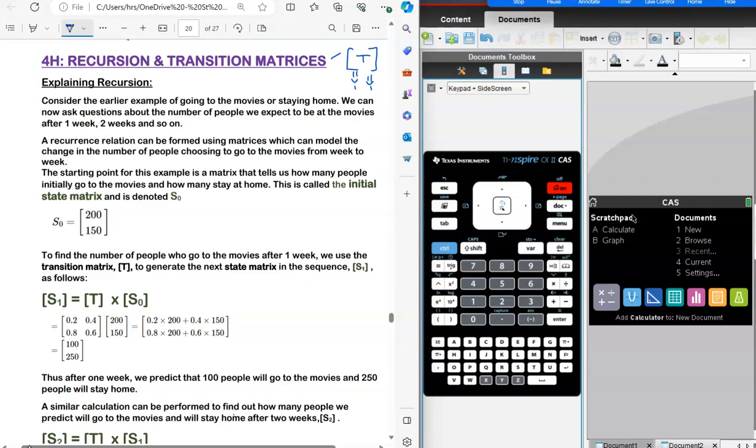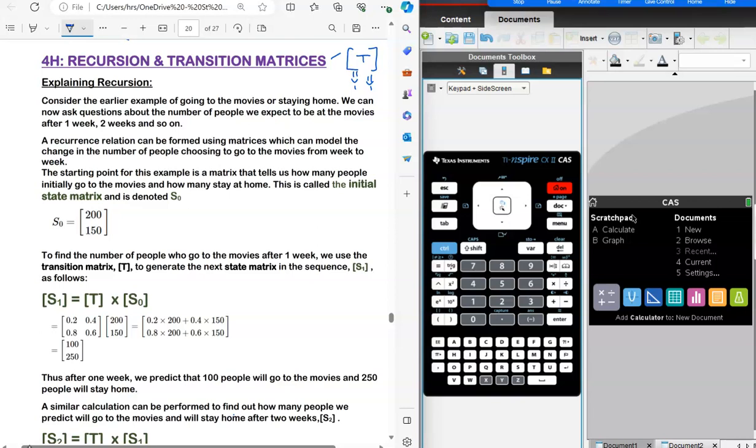So consider the early example of going to the movies or staying at home. We can now ask the questions about the number of people we expect to be at the movies after week 1 and week 2 and so on. So what we're going to do is we want to keep on calculating where these people are shuffling around. So it's going to be annoying if we have to keep just looking in and calculating individually, and this is where the transitions will happen. So a recurrence relation can be found using matrices, which can model the change in the number of people choosing to change from week to week.